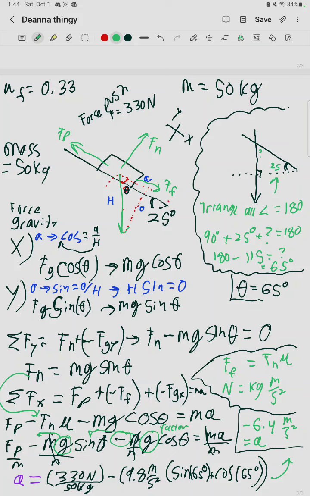I feel like I'm missing something. Oh, you totally forgot to include mu. Right here. Mu. So then for the sine, you would just multiply mu in there too. 0.33.